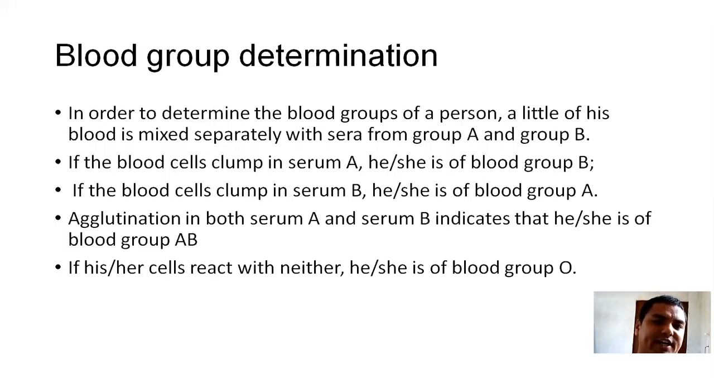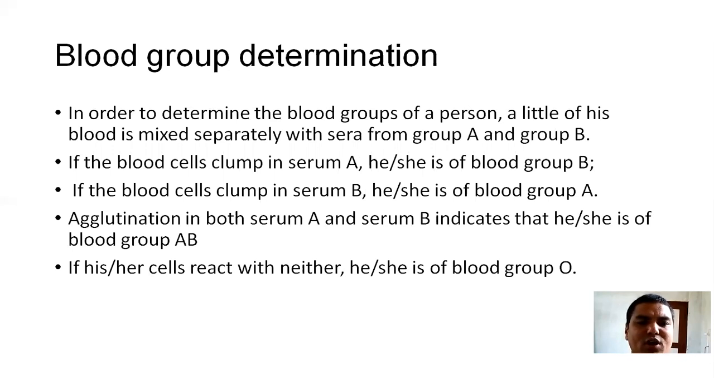Blood group determination. How is the A, B, O blood group determined? Here it is showing some ideas. In order to determine the blood group of a person, a little of his blood is mixed separately with sera from group A and group B.